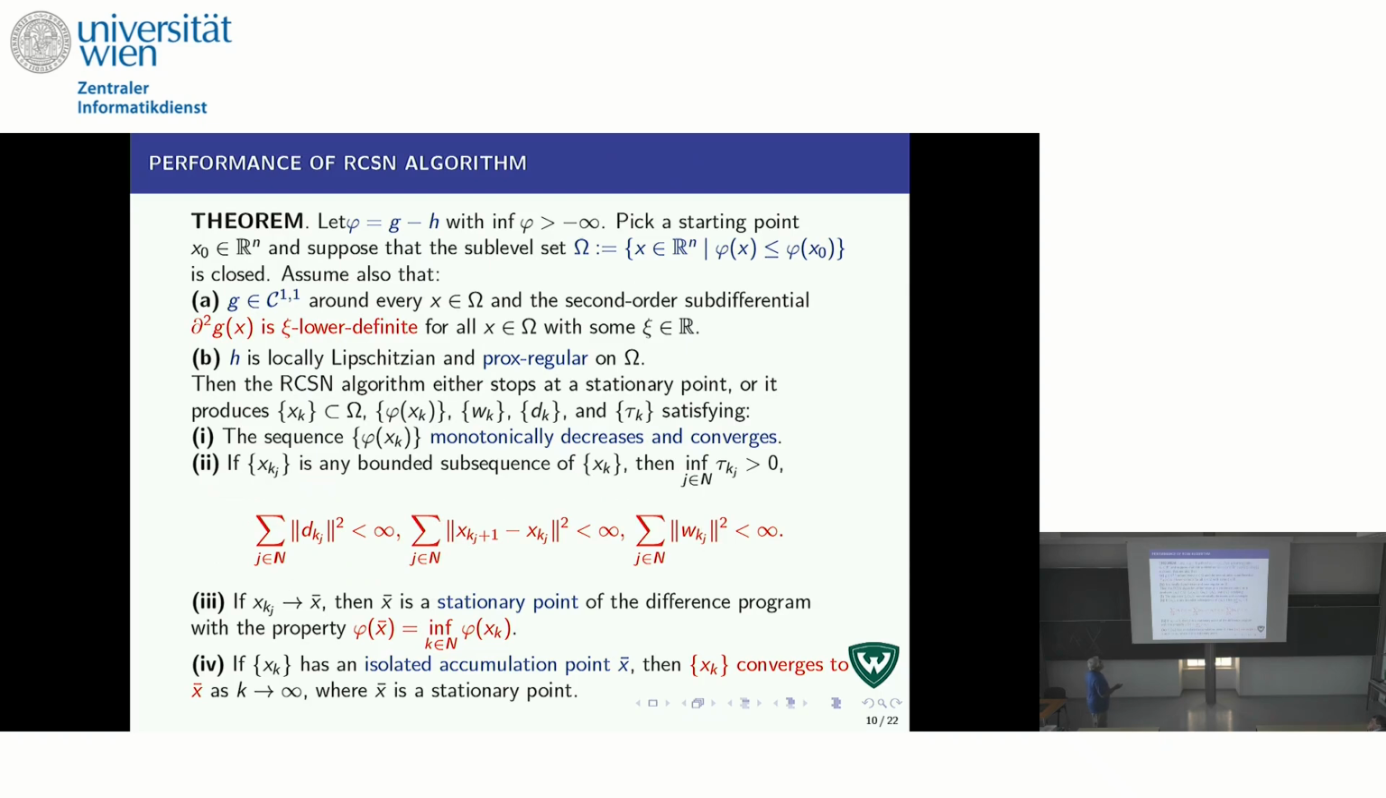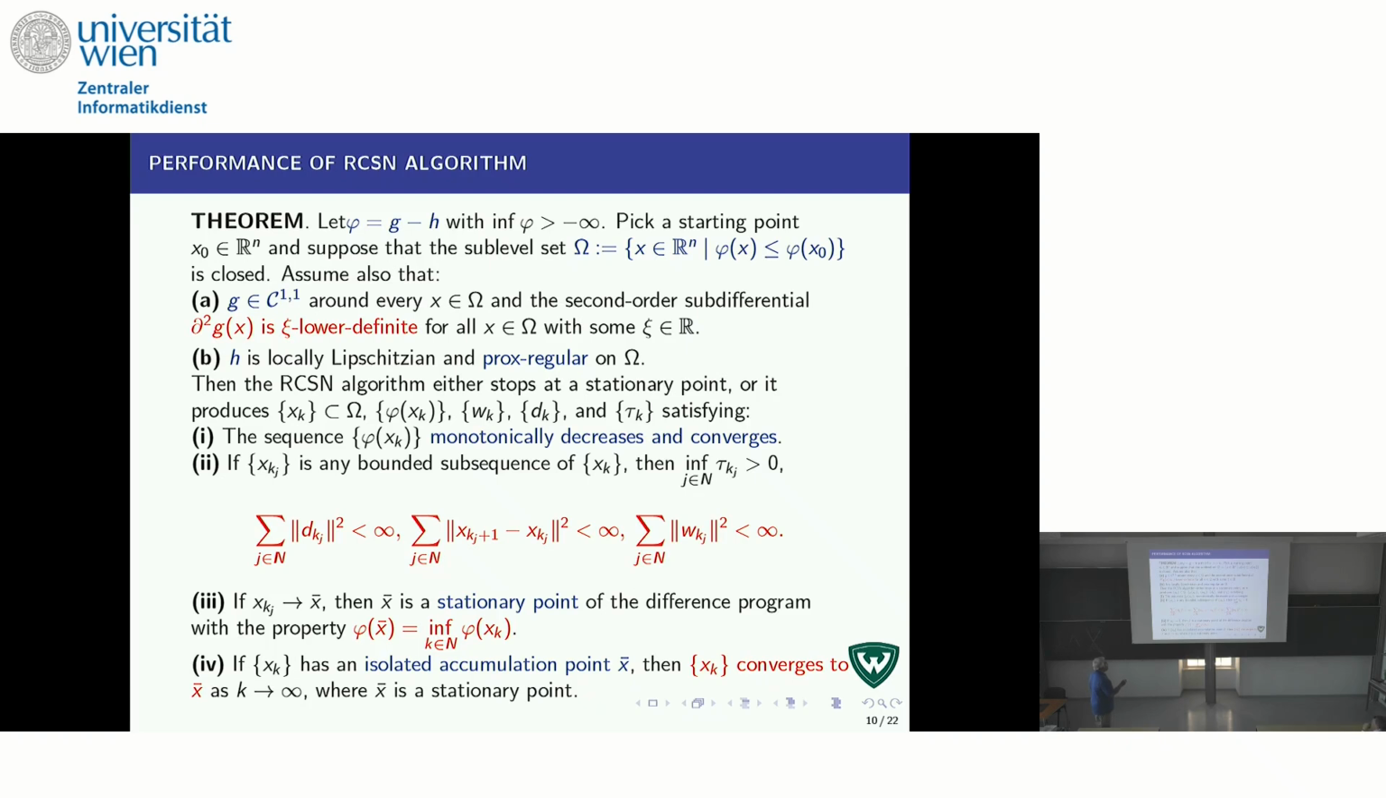Okay, what about the performance? What could we say in general? We have this difference function, as usual, and consider this level set. We assume that G is C11, our standing assumption, and that the second-order subdifferential of this function is C lower definite. C may not be positive, it may be arbitrary. That's the main assumption here. Then H, as I mentioned, is prox-regular, actually locally Lipschitzian, but we can overcome this; prox-regularity is the main issue here. Then we claim that this algorithm, RCSN, either stops at a stationary point or produces sequences which do converge.